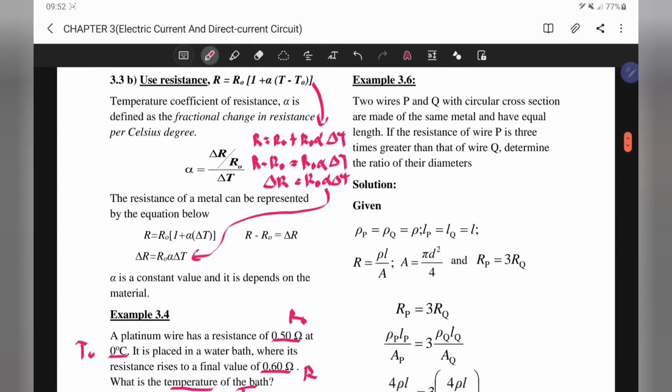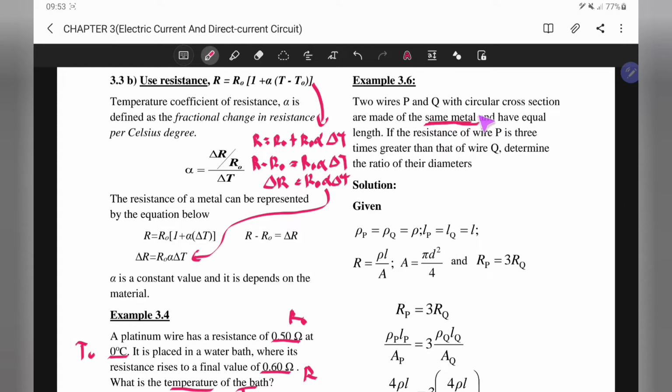And then for the last example, example 3.6. By giving you two wires, which is P and Q with circular cross-sectional area. So we know that for any cross-sectional area which is in circular shape, the equation is pi r squared or pi d squared over 4. Two wires given, P and Q, made of the same metal.